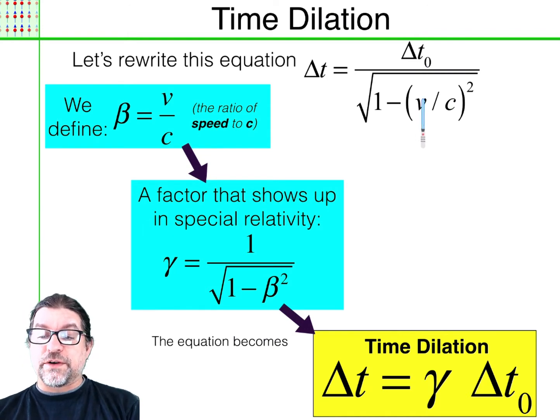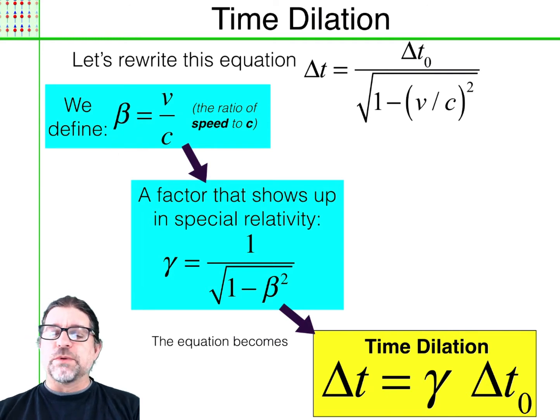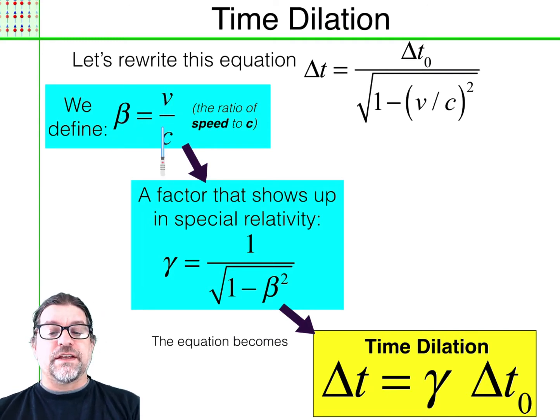So we are going to call it something. We're going to call it beta. And it's just a ratio of the speed to c. Basically, beta is a fraction of the speed of light, right? If beta is 0.5, that just means it's moving at 50% the speed of light. If it's 0.99, then it's moving at 99% the speed of light. So we'll often replace v over c with beta.